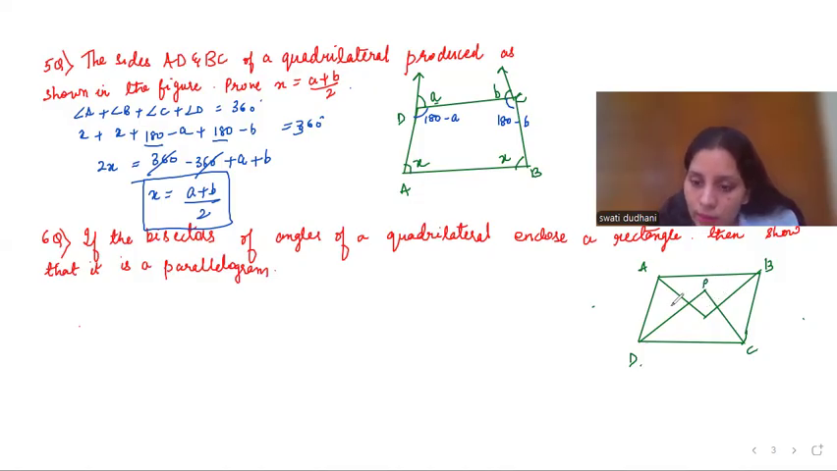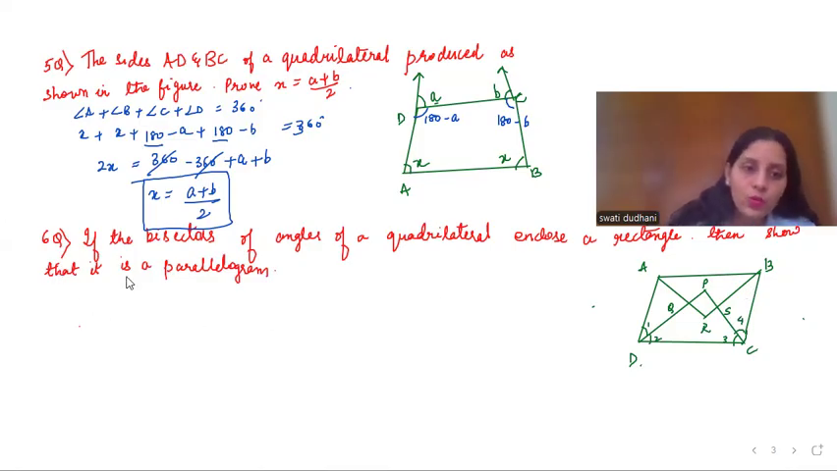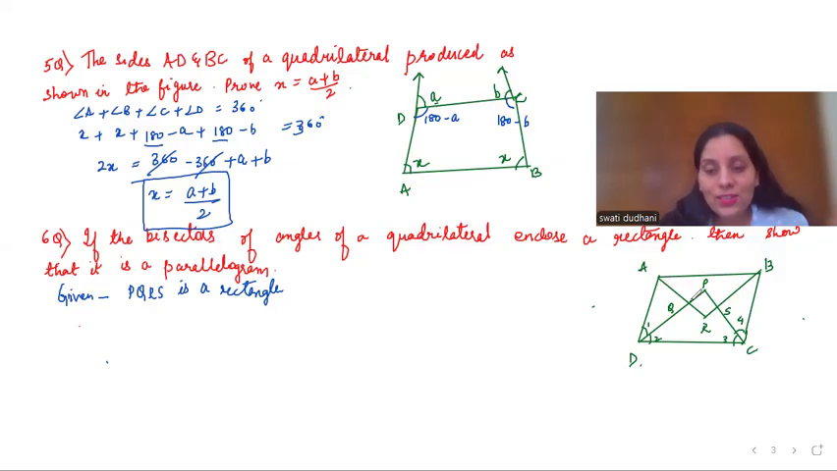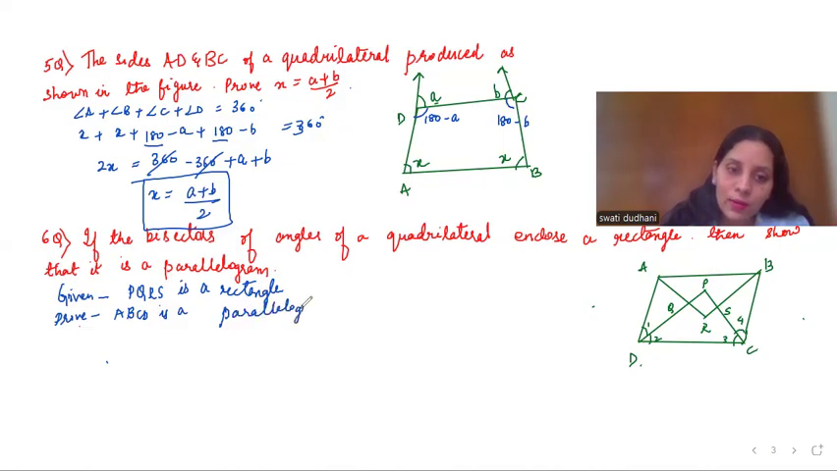So here I can write PQRS. Let me just label. This is 1, this is 2, this is 3, this is 4. Okay, all right. Now, firstly, what is given to us? It is given that PQRS is a rectangle. See, the bisectors form a rectangle. So from the bisectors, you're forming PQRS, which is a rectangle. And what do you need to prove? You need to prove that ABCD is a parallelogram. Right? ABCD is a parallelogram.